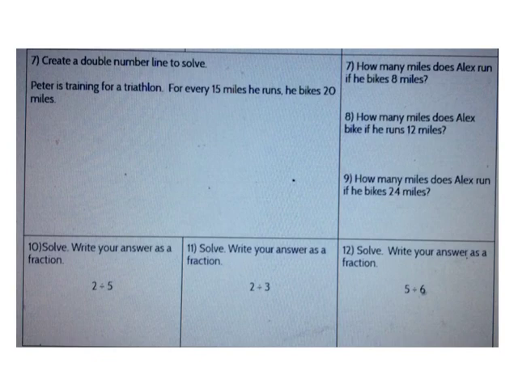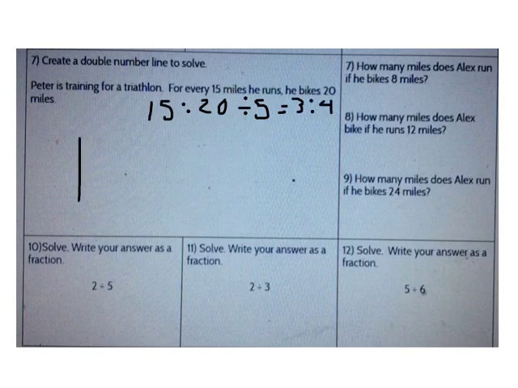Now let's do number 7. Create a double number line to solve. Peter is training for a triathlon. For every 15 miles he runs, he bikes 20 miles. What's the ratio of miles he runs to miles he bikes? It's 15 to 20. Can I simplify that ratio? Yes. What goes into both? 5 goes into both. When I divide both 15 and 20 by 5, what's my new simplified ratio? It's 3 to 4.